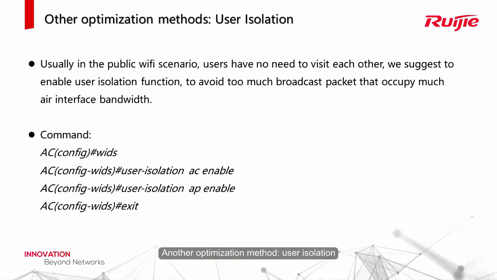Another optimization method, user isolation. When we are deploying public Wi-Fi, there is no need for users to access each other. At this time, we recommend enabling the user isolation function, which is based on AC and AP, and the command is shown in the slide.